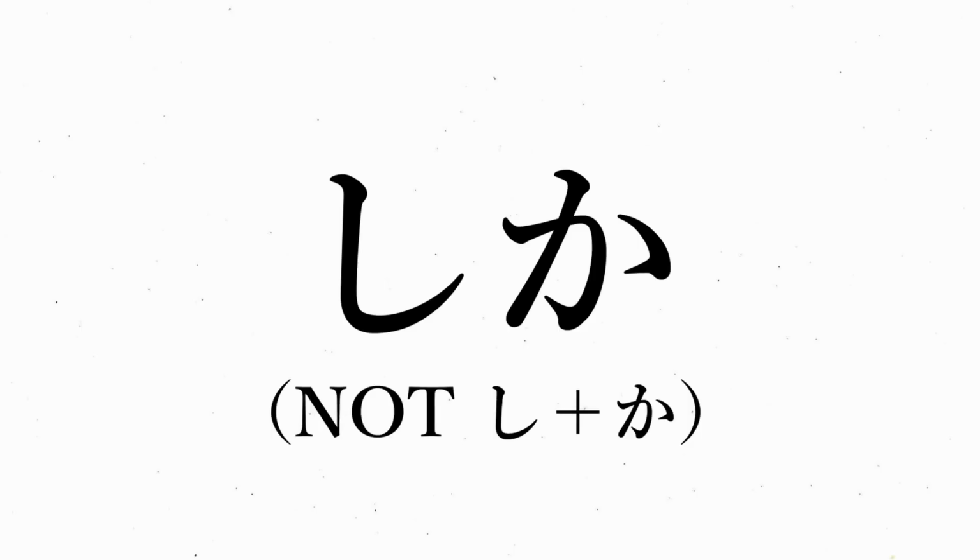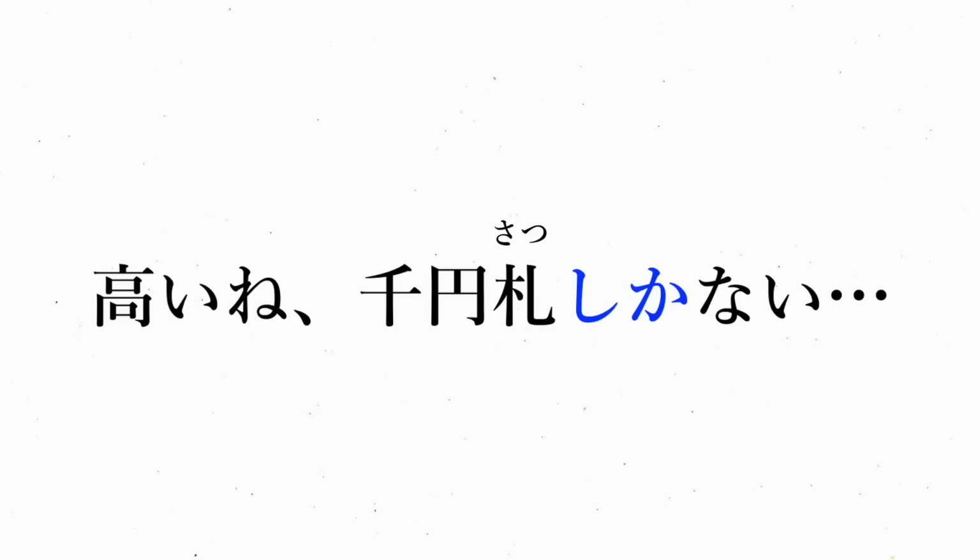Shika is not a combination of shi and ka. It's its own distinct particle, which means just or only. 高いね。1000円札しかない. It's too expensive. I only have a 1,000 yen bill. Shika is always used with negative verbs. You will never see this with a positive verb.